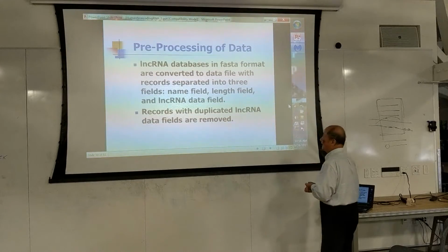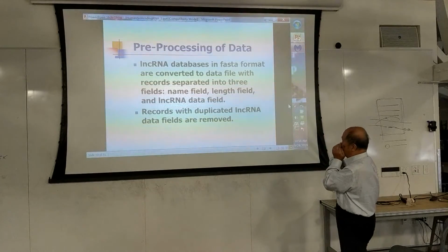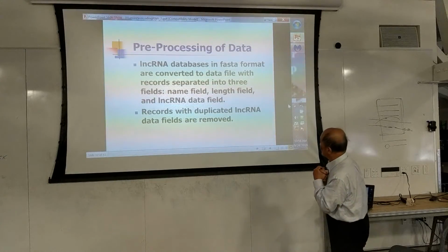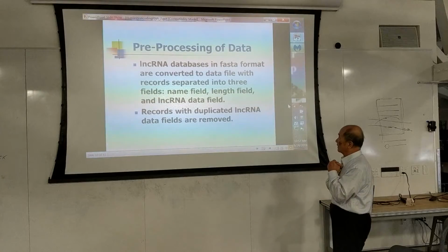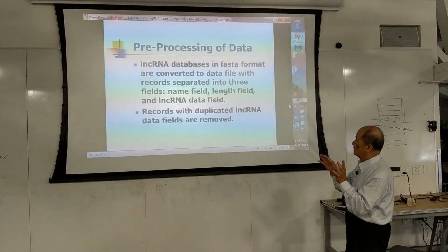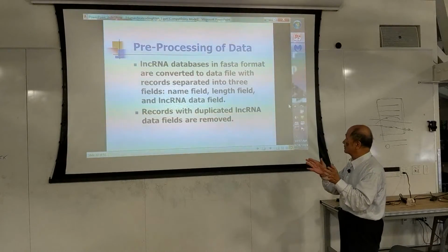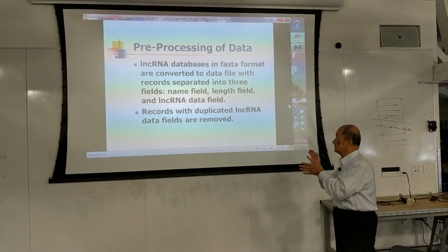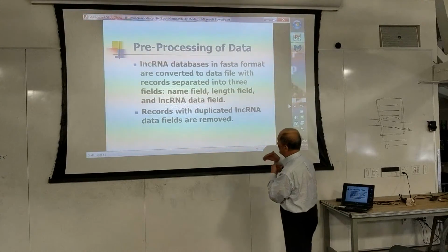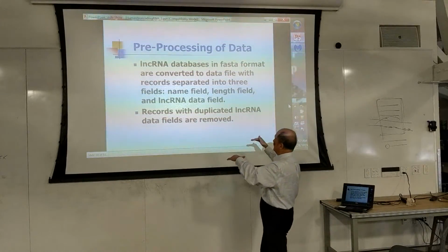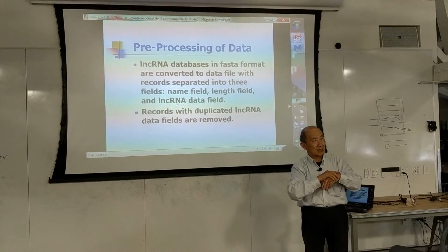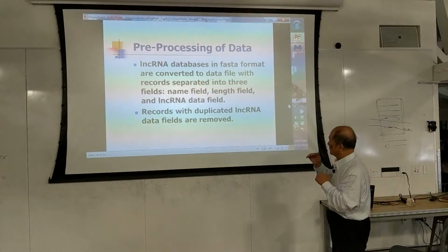So, long non-coding RNA databases in FASTA format are converted to a data file with records separated into three fields. I have a name field, a length field, and then a data field. Originally I just separated into a name field and a data field, but later I found having the length is very, very important. So I added a length field for all the records.